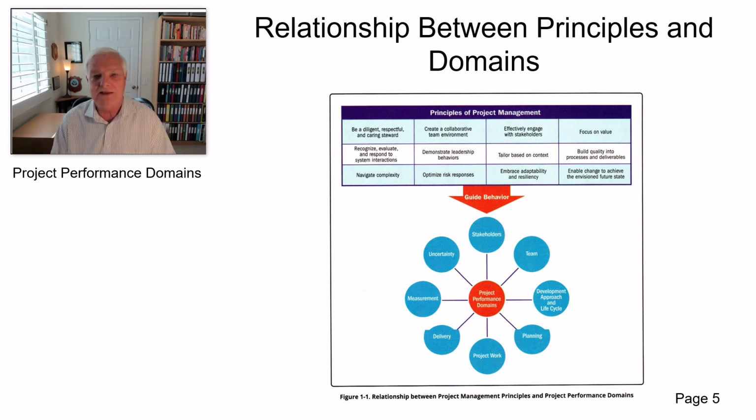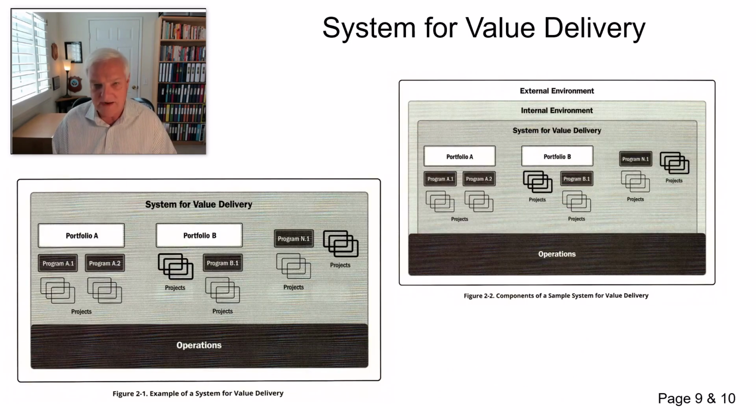You can see in the illustration here, the principles of project management as they illustrate them now have a formulated line. That second line down that is in white talks about tailoring based on context. You need to recognize, evaluate, and respond to all system interactions, demonstrate leadership behaviors, tailor based on context, and build quality into process and deliverables. That is an excellent explanation of where we're headed, what we're trying to do.